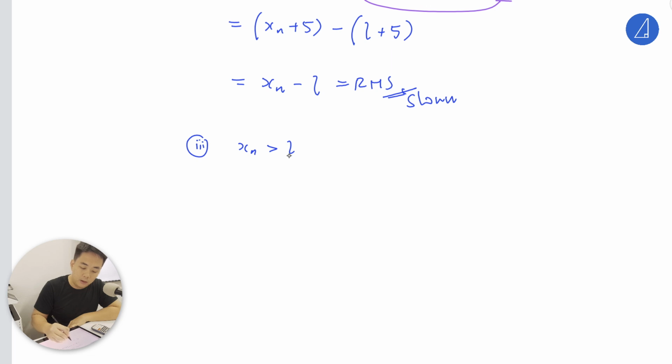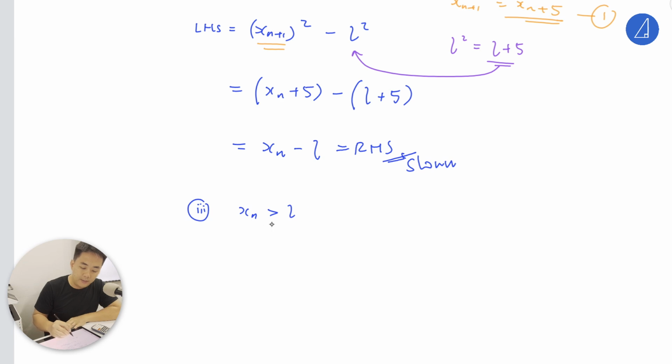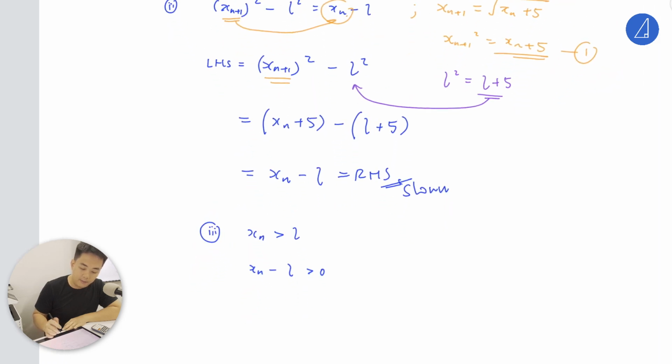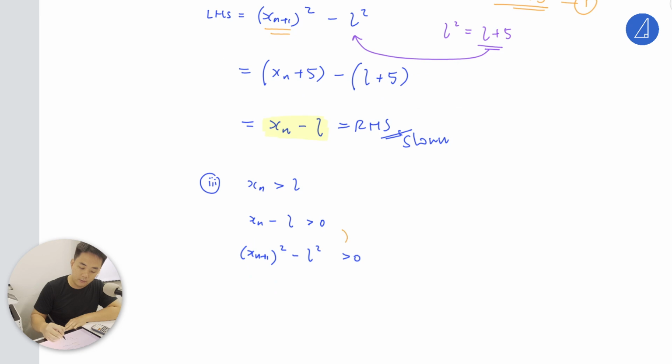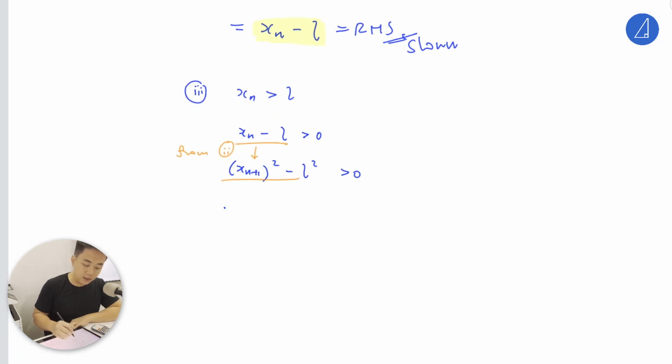What do we do? For any kind of inequalities, what we should do is make one side 0. Okay, so then from here, but why? Because this xn minus L, from the second part, says xn plus 1 square minus L square is bigger than 0. So this is from 2. This part is useful because this is a difference of squares, bigger than 0.